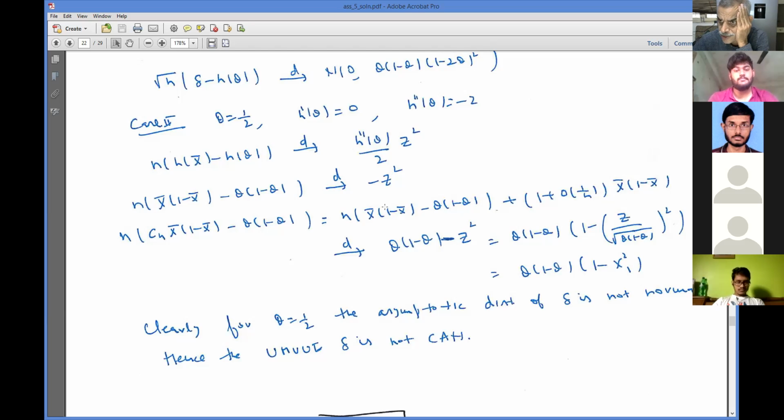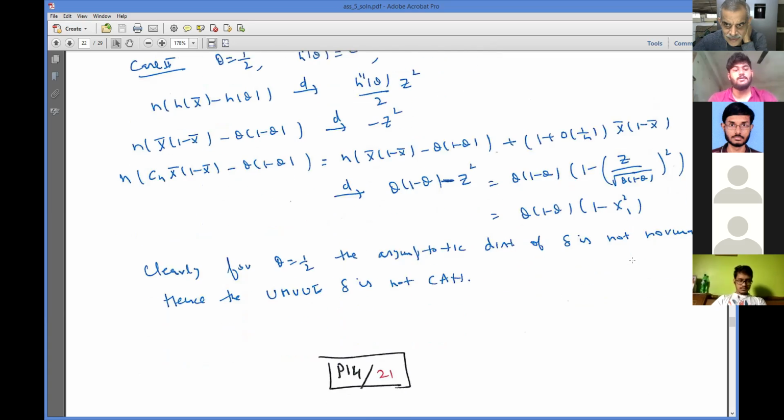So by Slutsky's lemma, everything will go in distribution to theta into 1 minus theta minus Z square. I can take theta into 1 minus theta outside, so this is theta into 1 minus theta times 1 minus chi square. Is that okay? Yes, sir. Thank you, sir. So for theta equal to 1/2, you don't get the asymptotic distribution to be asymptotic normal. So you cannot say that this estimator is CAN.